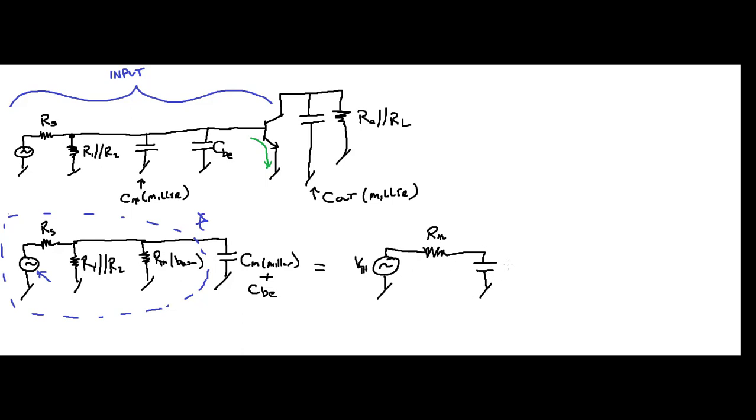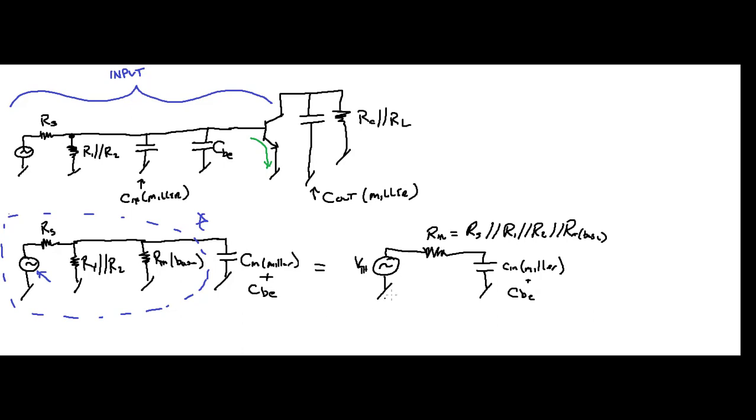So this would be CN Miller plus CBE, right? And this Rn, this is going to be a long one, all right? So let's just start, I guess. RS in parallel with R1, in parallel with R2, in parallel with Rn for your base. Okay?